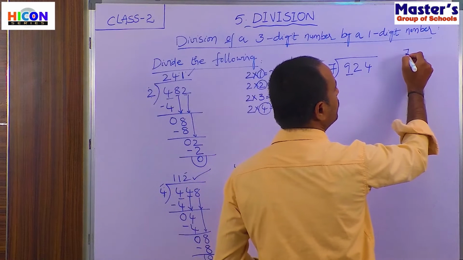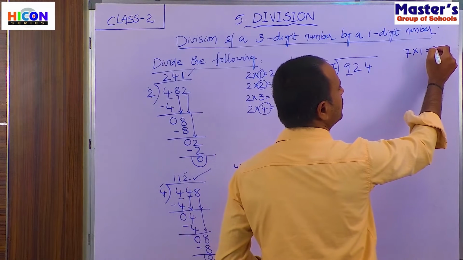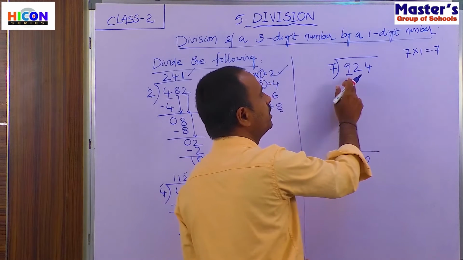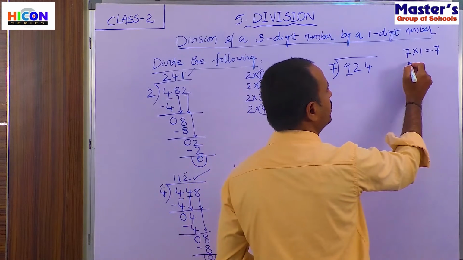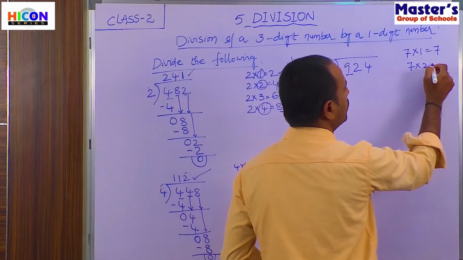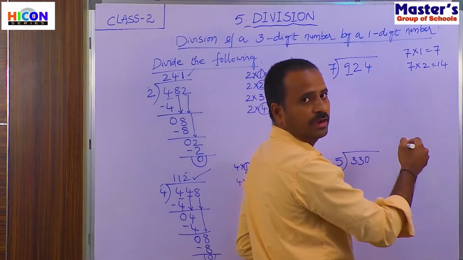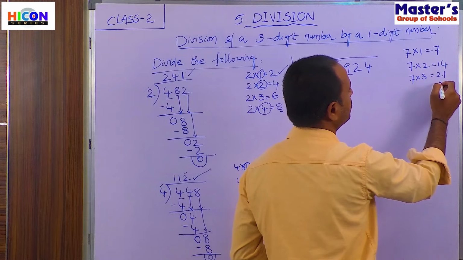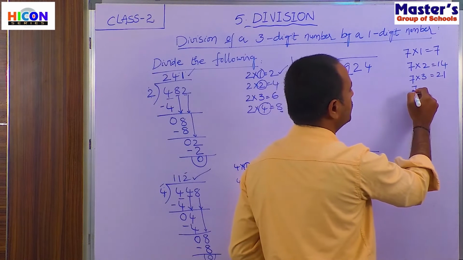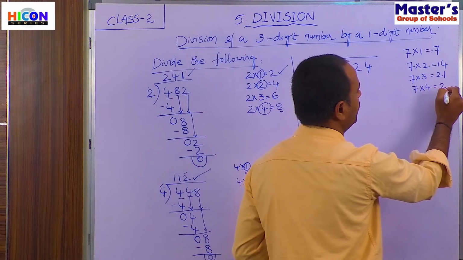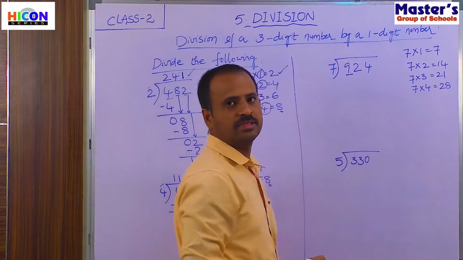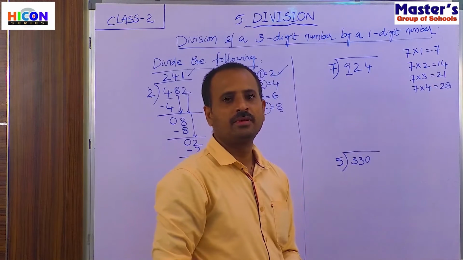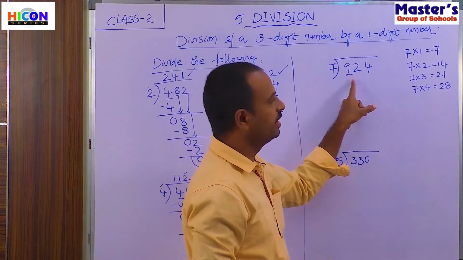Take one time, that is 7 ones are 7. And continue to write the 7th table until we get the number 9. So now take 2 times. 7 twos are 14. And take 3 times, 7 threes are 21. And take 4 times, so 7 fours are 28. So children, if you observe the 7th table, we did not get the number 9 in the 7th table. So the number 9 is not there in the 7th table.